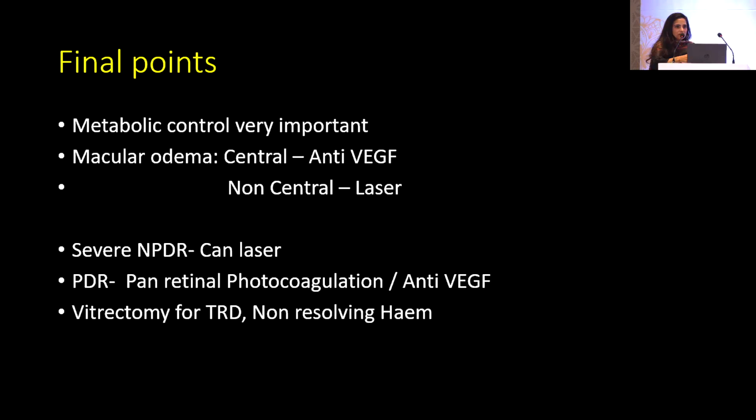A severe NPDR, you can laser, provided you feel that the patient will go into proliferative stage, or cannot come for follow-ups. For a PDR, pan-retinal photocoagulation combined with anti-VEGFs can be done. And whenever there is a tractional detachment or a non-resolving hemorrhage, then vitrectomy is the treatment of choice. And also systemic control is extremely important.